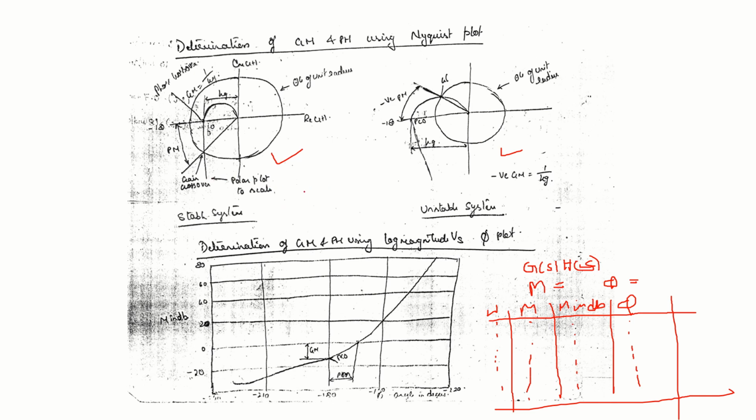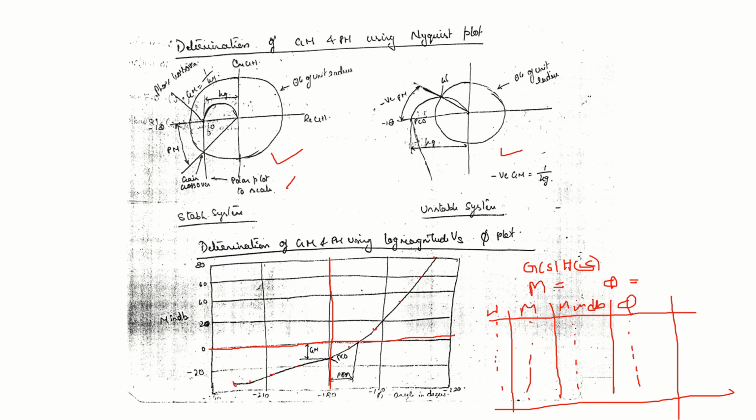Then take an ordinary graph sheet. Mark the magnitude 0, 20, 40, 60, 80, minus 20 like this. There is a minus 180 degree line and there is a 0 dB line. On this you mark the points, phase angle and magnitude in decibels, and draw this graph. This is what you call the magnitude in decibel versus phase angle plot.